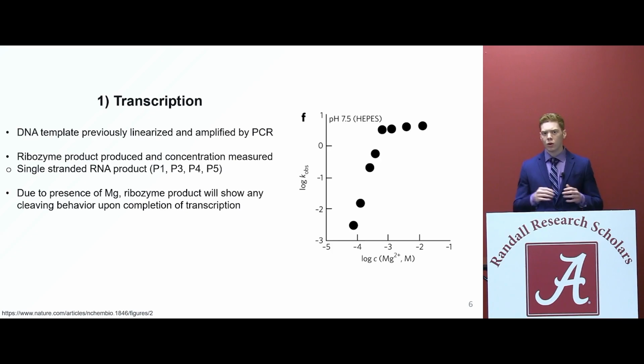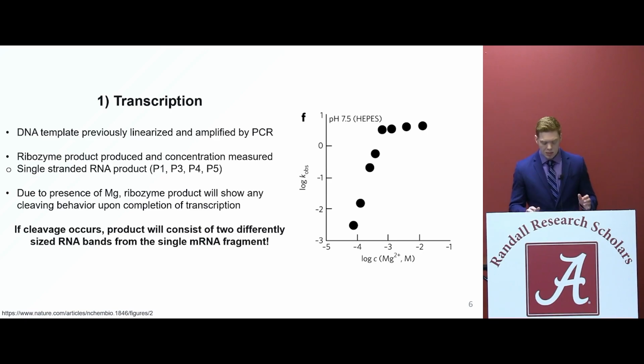The final note I want to point out is that due to the presence of magnesium in the transcription product, our ribozyme product will show any cleaving behavior upon the completion of transcription. Now, put simply, this means that if cleavage occurs, our product will actually consist of two differently sized RNA bands from the single mRNA fragment that was cleaved. And this is supported by the graph there on the right. Simplified, the increased concentration of magnesium, represented by the x-axis, leads to an increased cleaving behavior, represented by the y-axis.